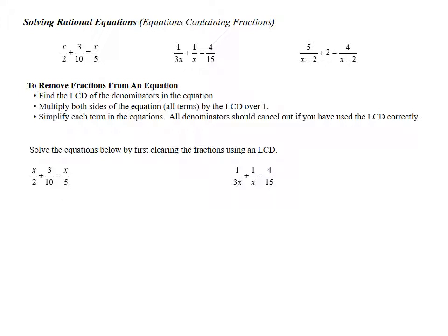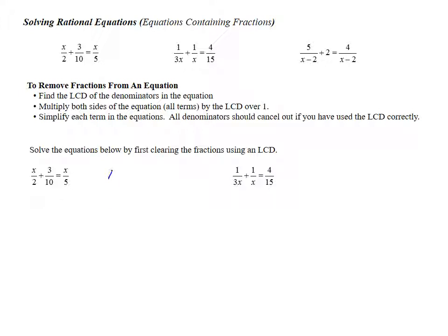We're going to find the LCD, but instead of changing all the fractions to have that LCD, we're going to multiply both sides of the equation, all of the terms, by the LCD over 1. And when we do that, when we simplify, it will remove all of the denominators because they're going to cancel out. The best way to see this is to actually look at some examples. So let's start with an example where the denominators are all just numbers. x/2 + 3/10 = x/5.